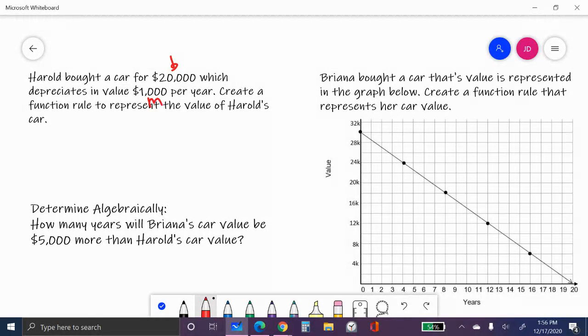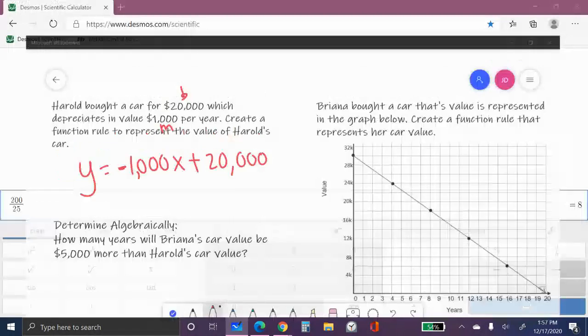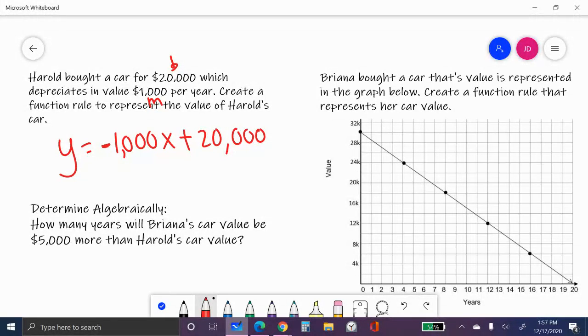So my equation is going to be y equals, now depreciate in value means it goes down $1,000 per year. So negative 1,000x plus 20,000. Okay, so that is my equation for this one. Don't forget the negative. That's the most important. So remember, depreciates means you have a negative there.